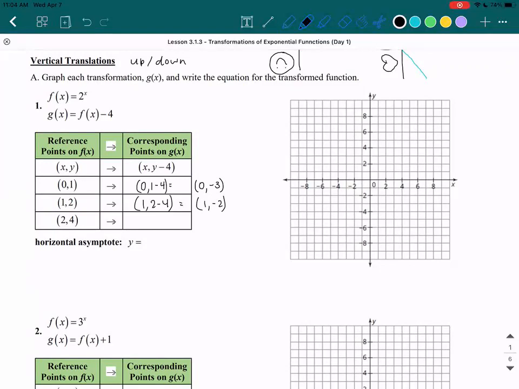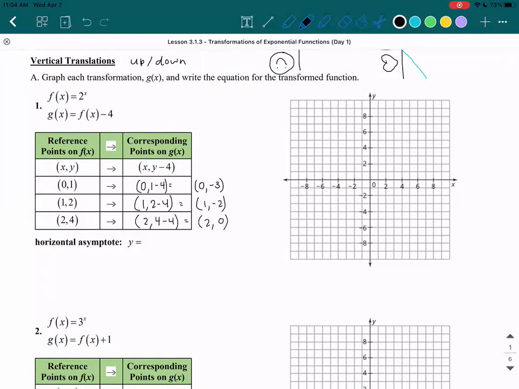Let's do the same process again for the third and final point on f of x. So that point is 2, 4. Remember, the 2 stays the same. That is your x value. If we are just moving our graph up and down for a vertical translation, then you don't want to change your x value. So 2 stays as 2. The y value is the one that's going to change. So we have a 4 originally, but remember we are subtracting 4 from that. So 4 minus 4. And that becomes 2, comma, 0.